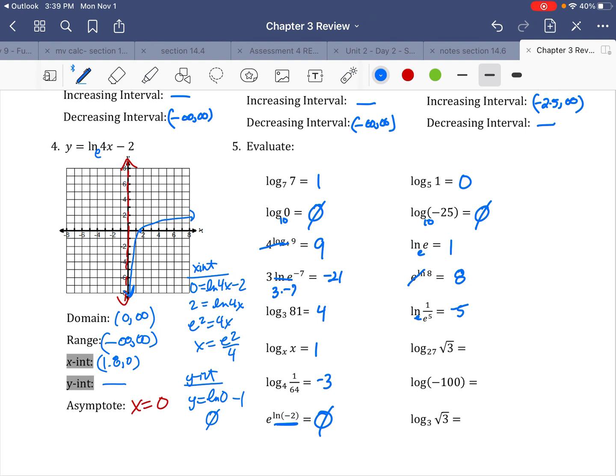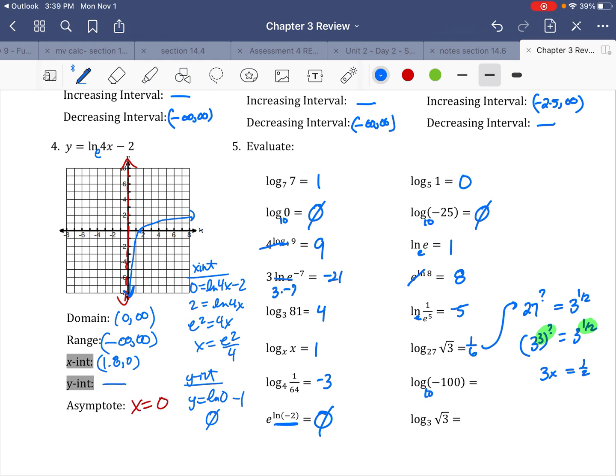27 to what power is radical 3? So I would rewrite this as 27 to what power equals radical 3. Well, square root of 3 is 3 to the 1/2. So I would know that 27 is 3 to the 3rd. And then I have what power here? So I would say 3 times something has to be 1/2. I'm looking at this little piece right here, equaling that little piece right there. So 3 times what equals 1/2? Well, 3 times 1/6 is 1/2. So my answer is 1/6.